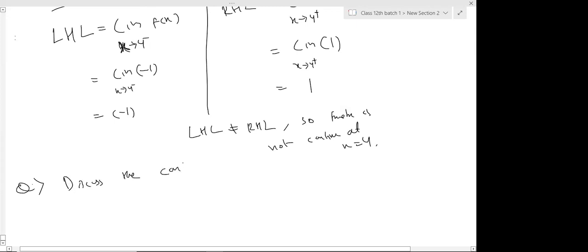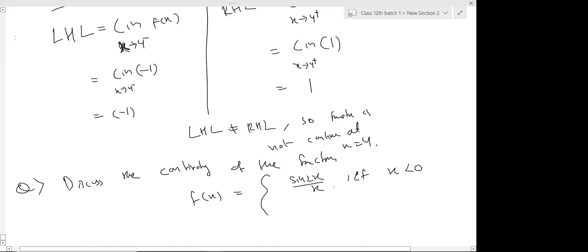Discuss the continuity of the function f of x equals sine 2x upon x if x is less than 0, x plus 2 if x is more than or equal to 0.